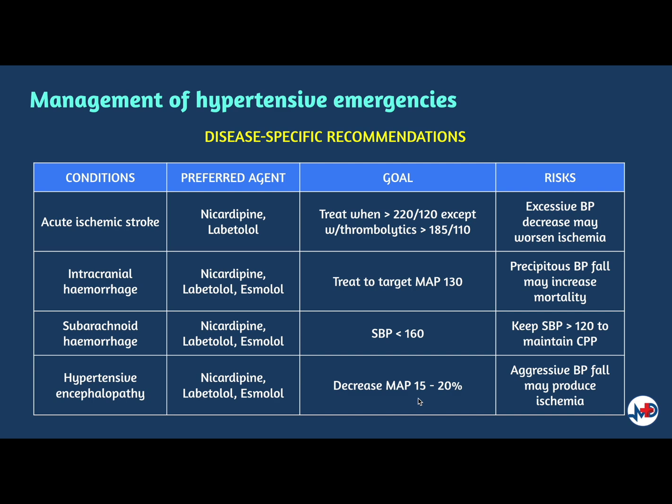As for subarachnoid hemorrhage, keep the systolic blood pressure less than 160. To maintain cerebral perfusion pressure, always ensure that it is also above 120. And for hypertensive encephalopathy, decrease the blood pressure, which is the mean arterial pressure, by 15 to 20% in the first 24 hours. So any aggressive blood pressure drop may produce ischemia.